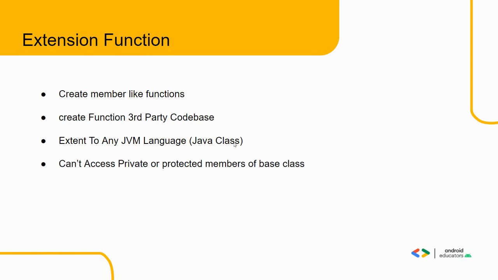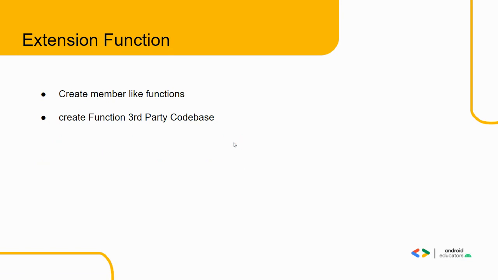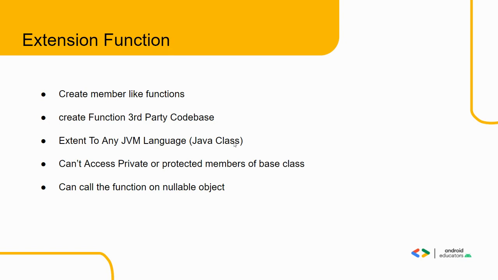One disadvantage of an extension function is that you cannot access private and protected members of the base class. You can see the String class, right? I cannot access the protected members or private members of that class.